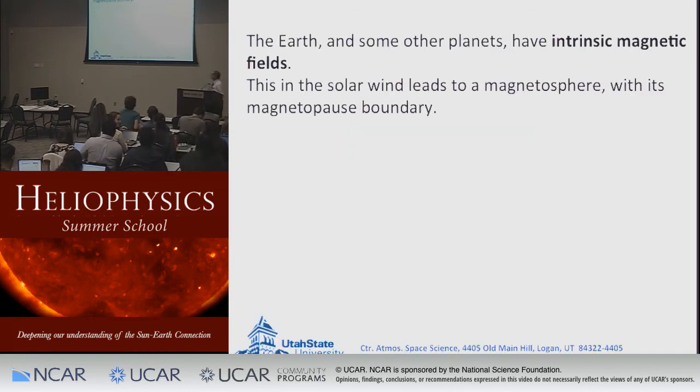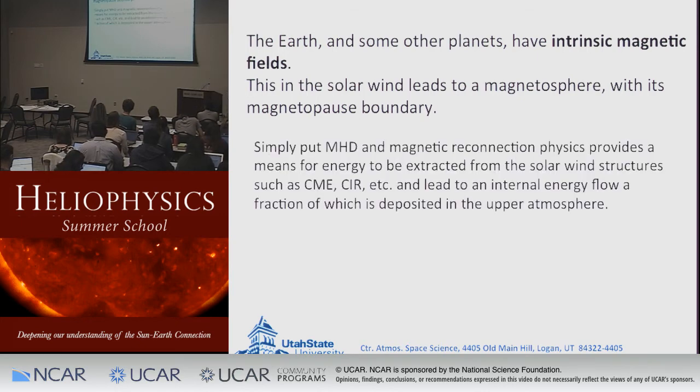So this next part: the Earth and some other planets have intrinsic magnetic fields. And of course, during last week, you heard lots about magnetospheres and things like that, including some of the lab work with magnetospheric models. This, in the solar wind, leads to a magnetosphere with its magnetopause boundary. Okay, so that's great. Now, what's the purpose of a magnetosphere?